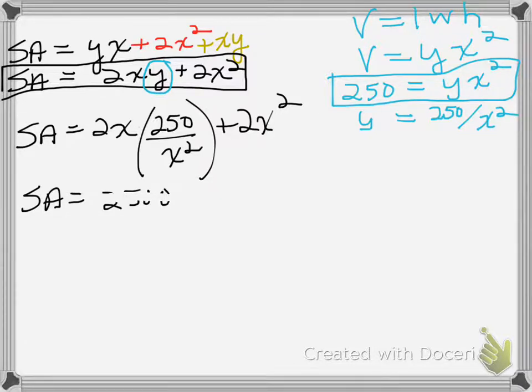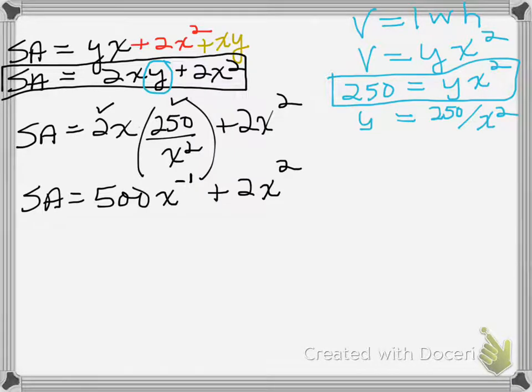Okay, 2 times 250 gives me 500. So I just took care of this and this. Then x divided by x squared is going to be x to the negative 1, because I canceled an x and brought the other x up. Okay, plus 2x squared. All right, that's my objective function written in one variable. So now I'm set to take the derivative.